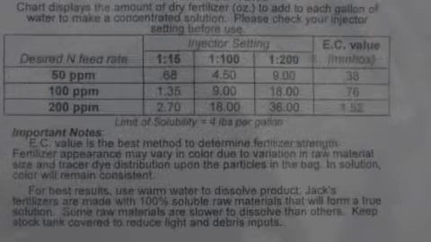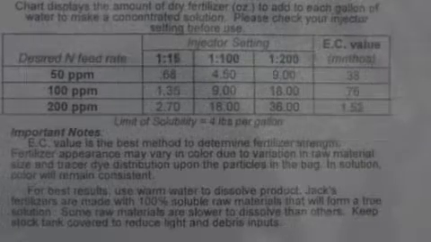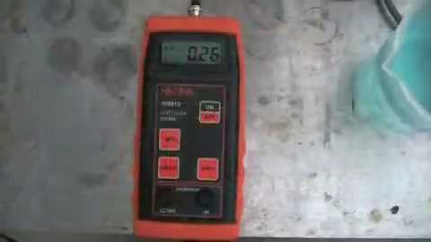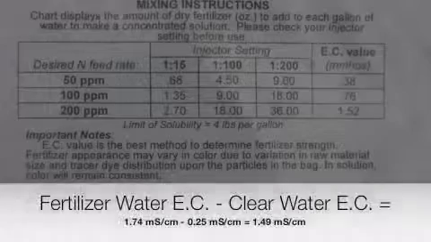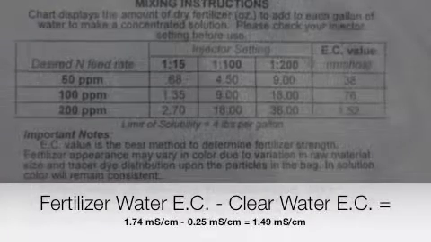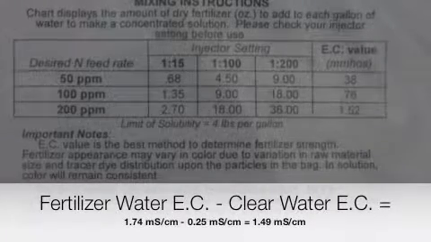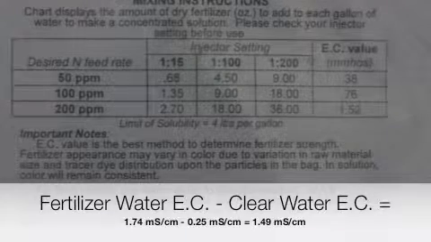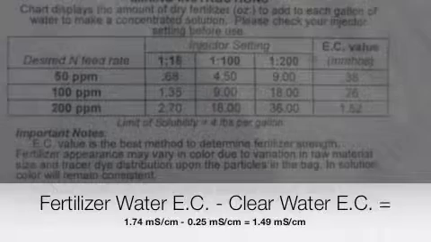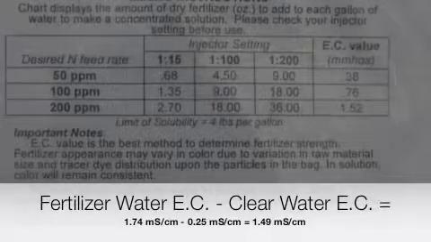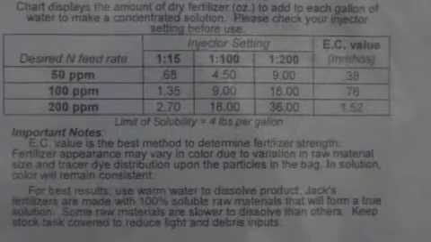We didn't account for the EC of the tap water. The EC of the tap water is found to be 0.25 millisiemens per centimeter. Therefore, we subtract 0.25 from 1.74 to give us 1.49 millisiemens. This is pretty close to the 1.52 millisiemens that we're looking for. In most cases, being within 2 to 3 hundredths of a millisiemen is okay.